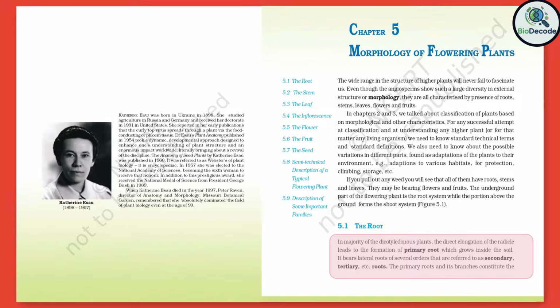In the majority of the dicotyledonous plants, direct elongation of the radicle leads to the formation of the primary root, which grows inside the soil.